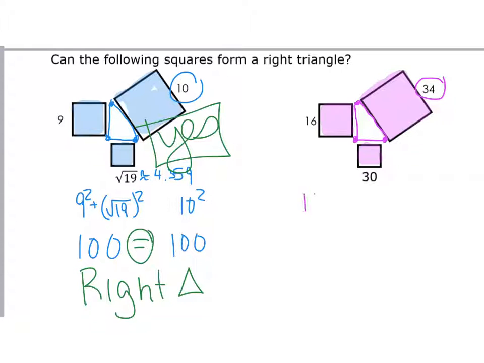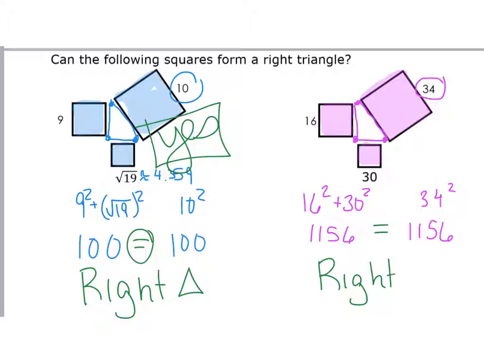So 16 squared plus 30 squared, how does that match up with 34 squared? 16 squared plus 30 squared is 1156, and 34 squared is also 1156. So the two sides are equal, which means this does make a right triangle if I put them together. So when I'm answering my question, can the following squares form a right triangle? Again, on this one, I would also say yes. Okay.